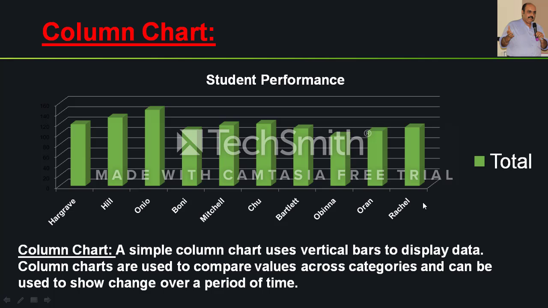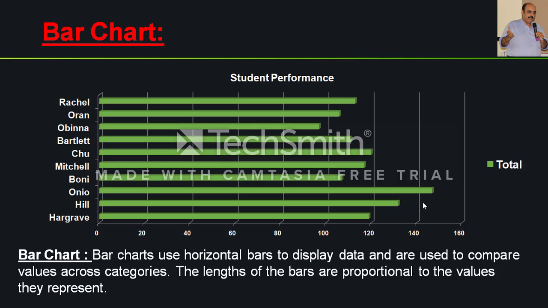So this column chart is actually a simple column chart that uses vertical bars to display data, and column charts are used to compare values across categories and can be used to show change over a period of time. Another is a bar chart. In case of a bar chart, we can display the data in the form of bars shown horizontally. In case of column charts, they are shown vertically. Here, the bars are shown horizontally.